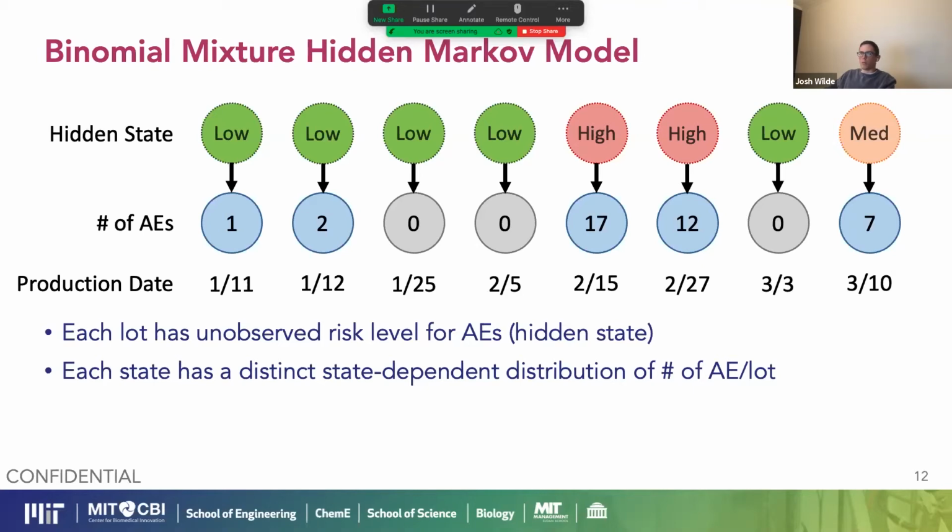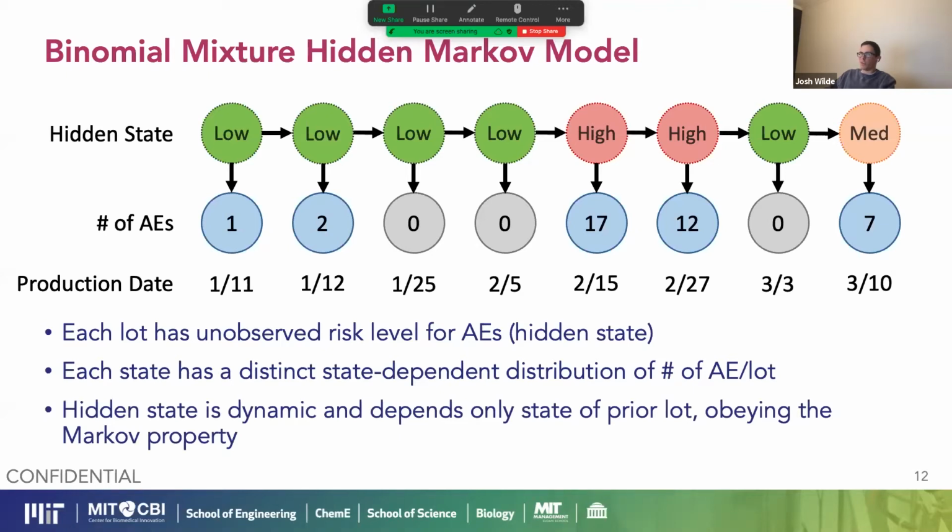And so the assumption behind the binomial mixture model is that each dose within the lot is an IID trial essentially, and we have a mixture of multiple binomials, so it's not just a single unimodal distribution that governs the distribution of each state.